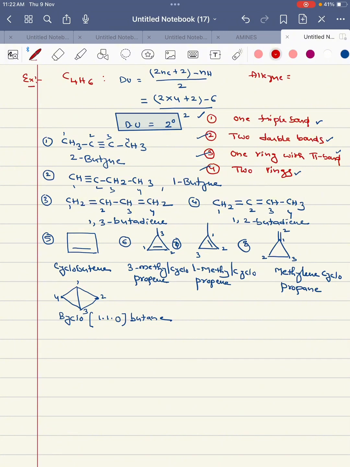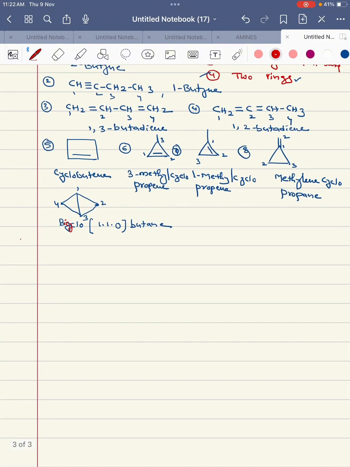So in case of bicyclic compounds, the name is started by bicyclo. It is called bicyclo[1.1.0]butane. So I got these different isomers with the molecular formula C4H6, students. What is the DU I got? So what is the possibility? 1 triple bond, 2 double bonds, 1 ring with 1 pi bond, 2 rings also possible.